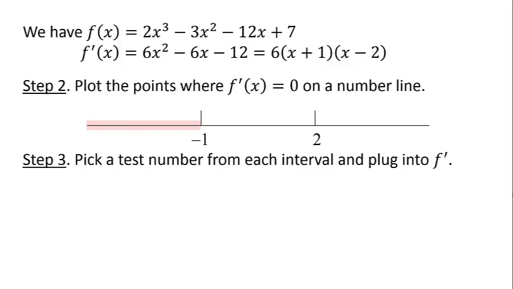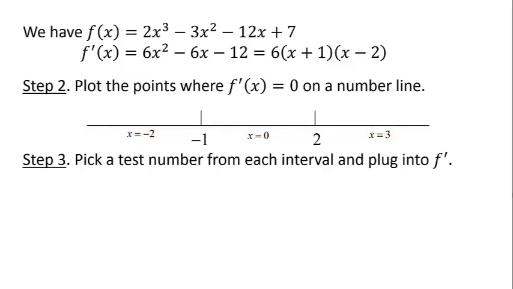So we need some number smaller than -1. How about -2? And we need a number between -1 and 2. Let's choose 0. Finally, we need any number greater than 2. How about 3? Notice that there is nothing special about the test numbers I chose. You could have also chosen x equals -5, x equals 1, and x equals 20. The key is just to pick one number from each interval.